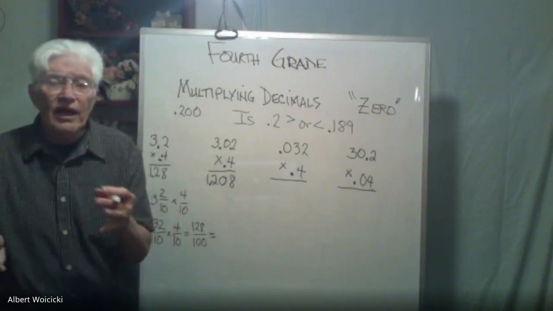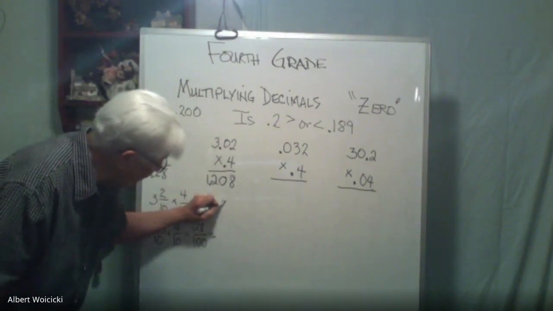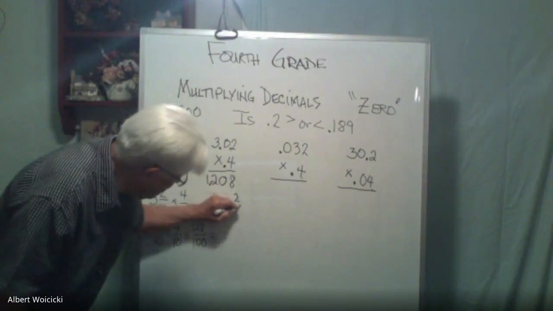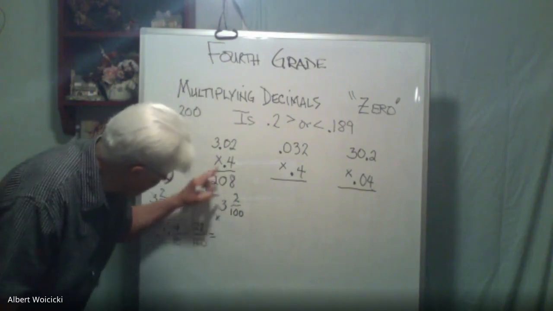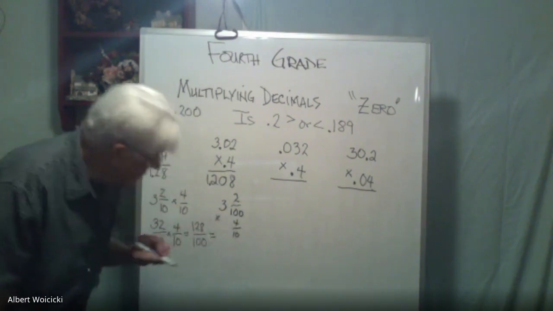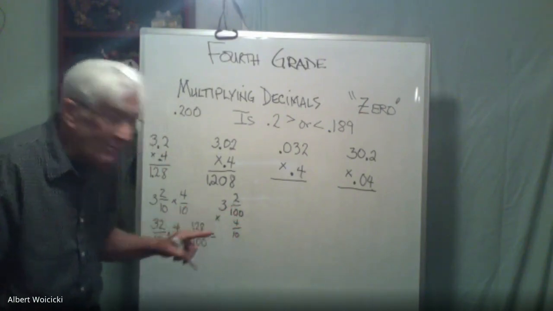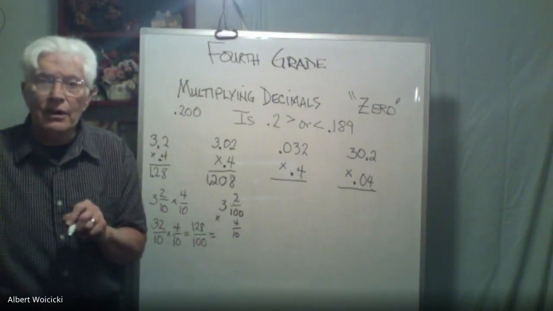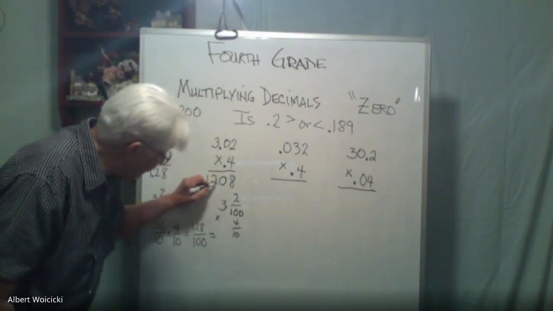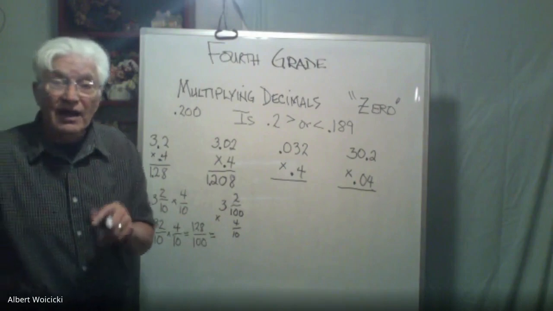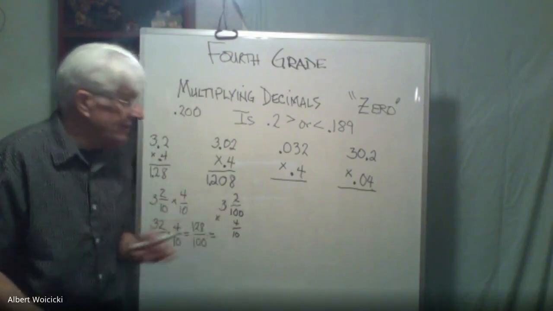And don't be afraid to ask them to do this. Write this as a fraction. This is 3 2/100. And that's going to be multiplied by 4/10. So when I multiply tenths times hundredths, I'm going to get thousandths. Tenths times hundredths gives me thousandths. And that's why I have the 3 numbers past the decimal. Again, it's just solidifying in their minds how that happened.